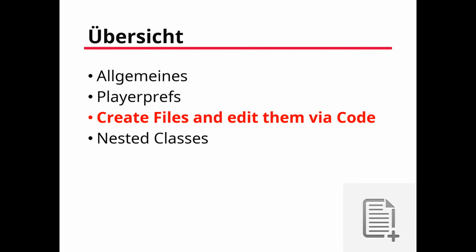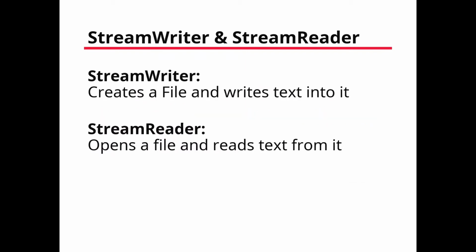So we're going to use StreamWriters now. And with those stream writers, we can create and edit files via code. And that's pretty handy. So stream writers and stream readers are classes which C# provides us with. We can use stream writers to create a file and write text into it, and we can use a stream reader to open a file and read text from it. All right, let's directly dive into the code. It's straightforward what they do.